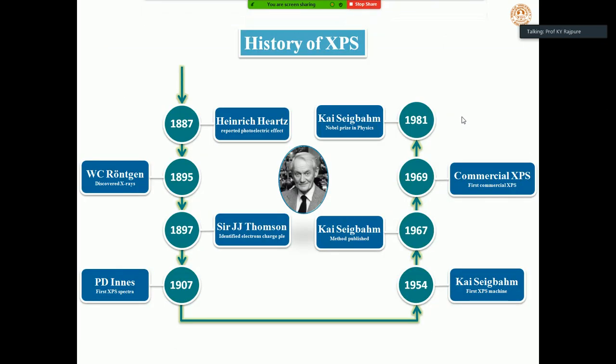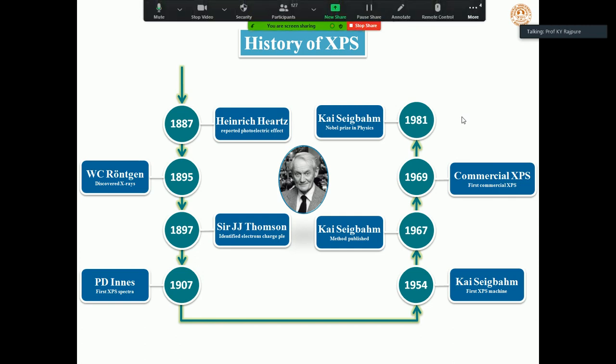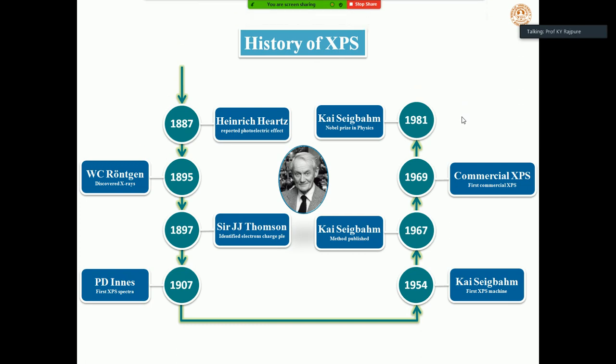Let us see the history of X-ray photoelectron spectroscopy. It started in 1887 when Hertz reported the photoelectric effect. When we illuminate a material with photons, then electrons are emitted. So this is the photoelectric effect we know. Then Roentgen discovered unknown radiations on the photographic plate. He called them X-rays. I am telling the historical perspective and the inventions related to my topic.